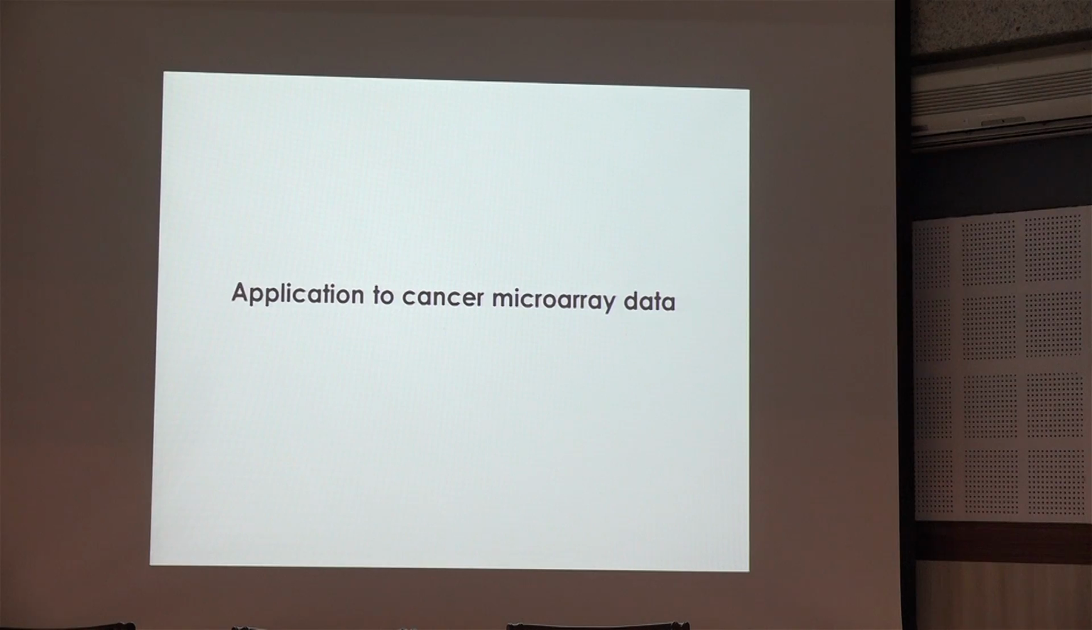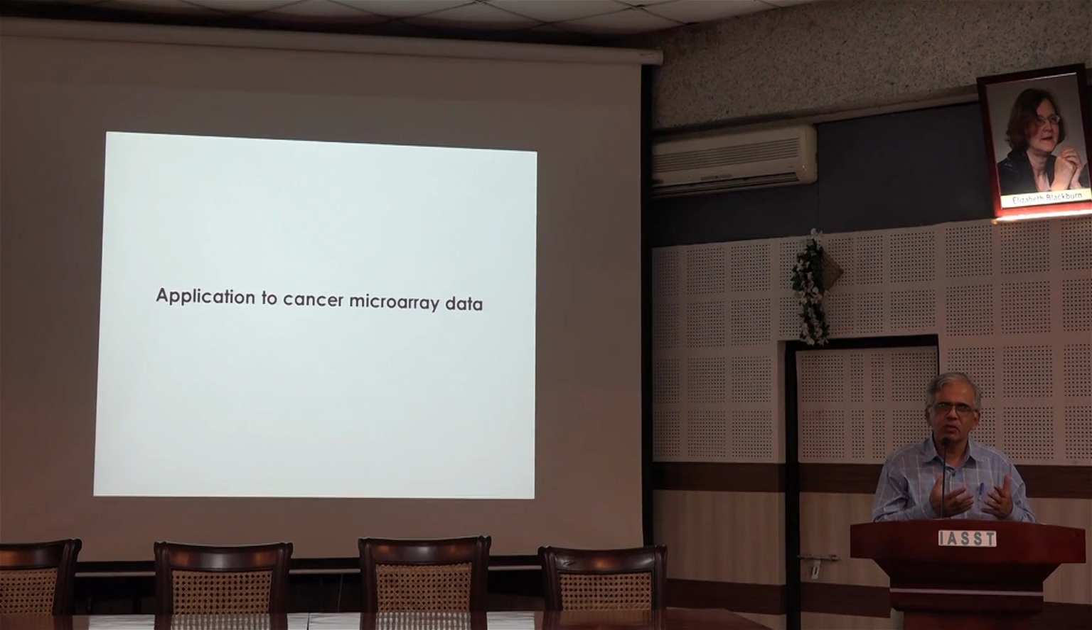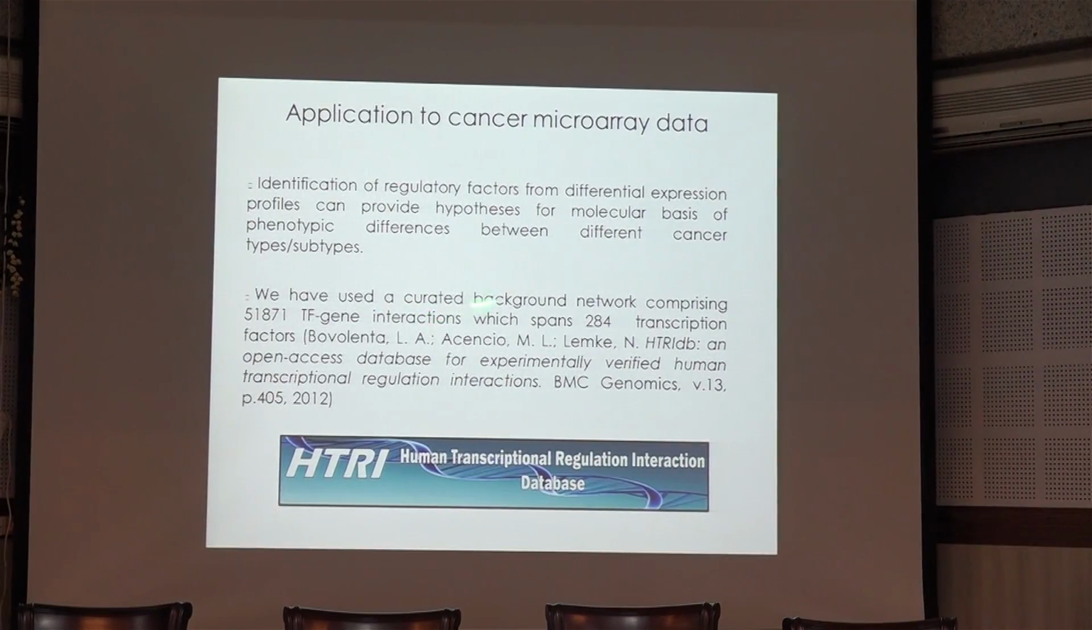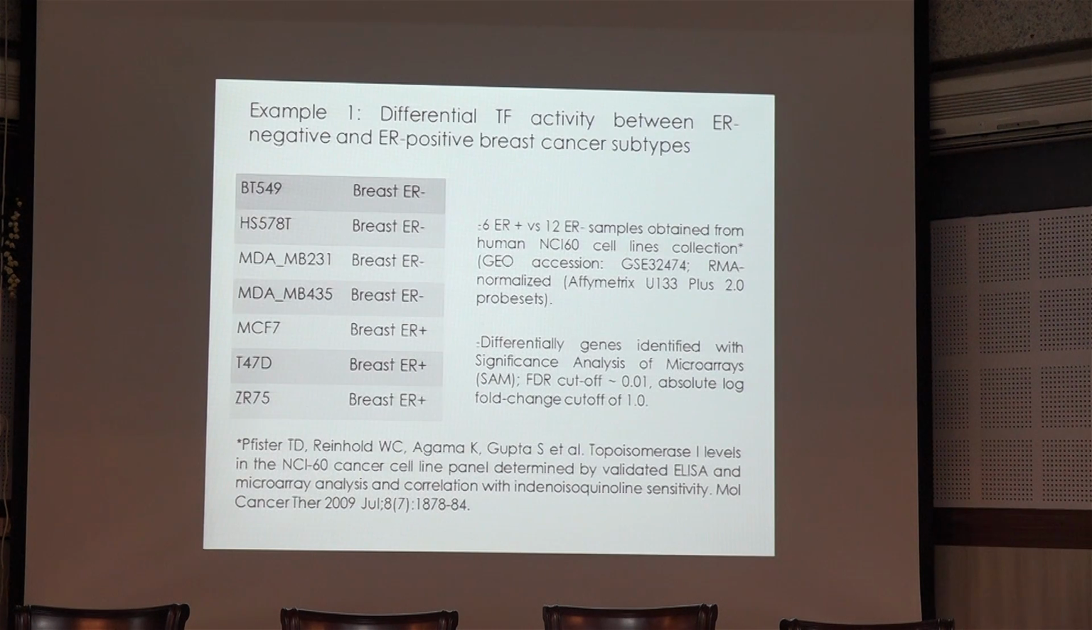So basically, we now have a method that can tell you from microarray data what transcription factors are responsible for the observed differential gene expression data. This is an interesting problem, because now we can target only this small set of transcription factors instead of all the 1000 or 2000 genes in your differential gene expression. In this case, we have taken a curated background network consisting of about 50,000 transcription factor gene interactions, which span about 300 transcription factors. We have taken certain cancer microarrays, for example 4 ER negative cancer cell lines, which people have done the microarrays on. We have not done the experiment ourselves.